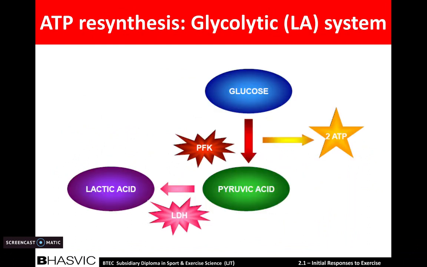ATP resynthesis, glycolytic lactic acid system. Anaerobic glycolysis is when glucose changes to lactate when there is not a lot of oxygen available. This is the use of energy production at a high intensity and a short duration, but it can be between 10 seconds to 2 minutes. A really good example of this is the 200 meters in athletics.